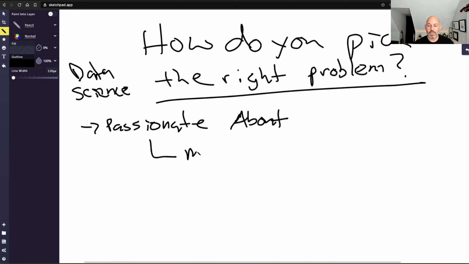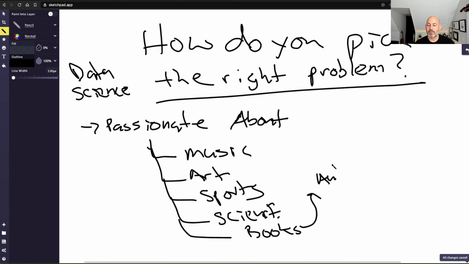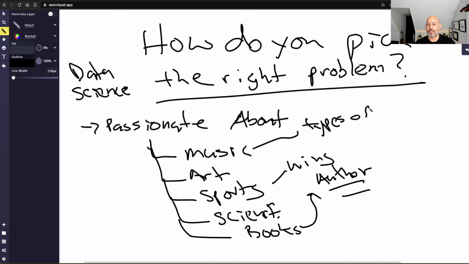So music, or arts, or sports, or science, or literature, books. I've seen people, for example, try to figure out who is the author of a particular book, right? Or in sports, like the wins, or in music, can I discover types of music? So I think when you're building these personal projects, one of the most important things to do is, do you care about the thing you're doing?